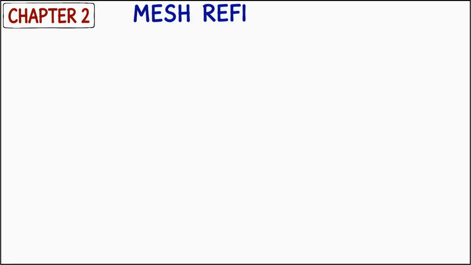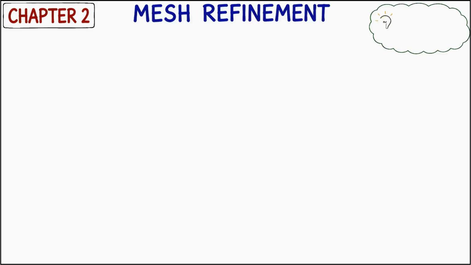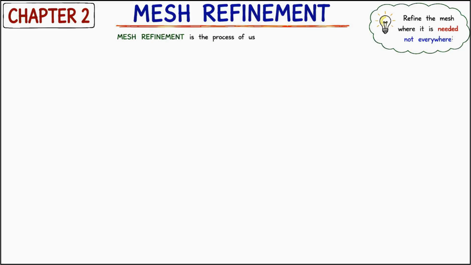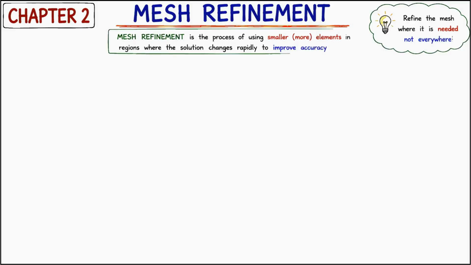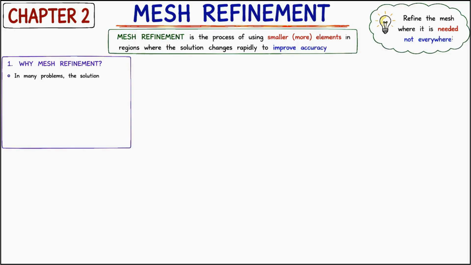The answer is no. Instead of refining the entire model, engineers refine the mesh only where it is actually needed. This process is called mesh refinement. Mesh refinement is the process of replacing larger elements with smaller elements in regions where the solution changes rapidly. The objective is to improve accuracy while keeping the computational cost as low as possible.